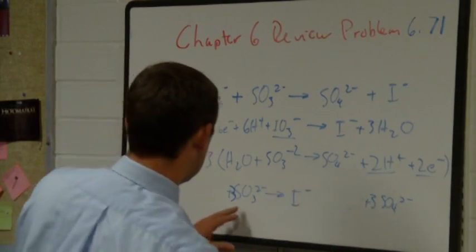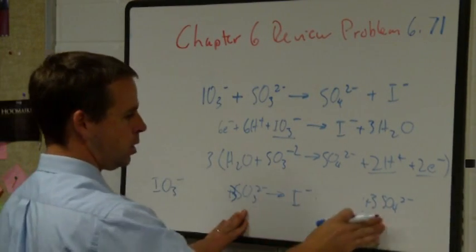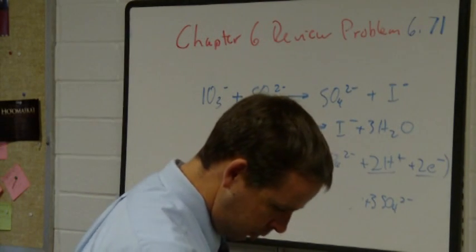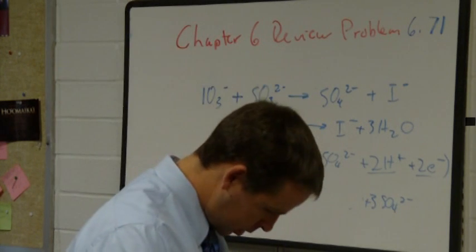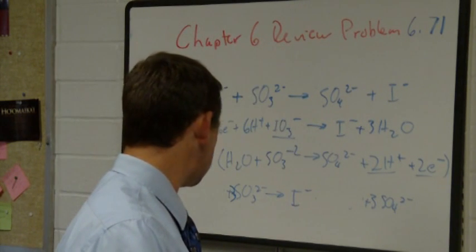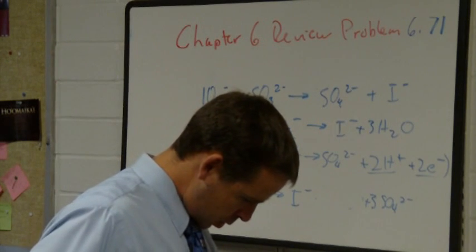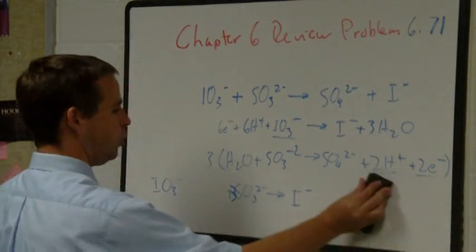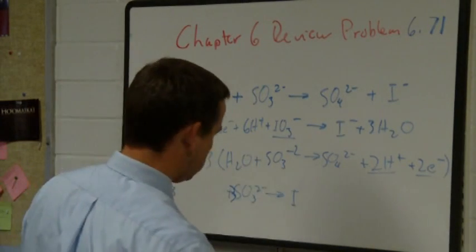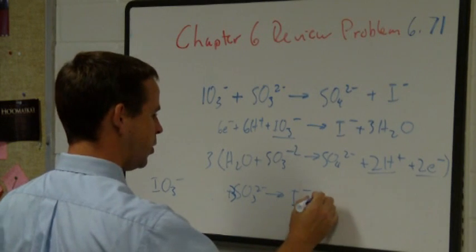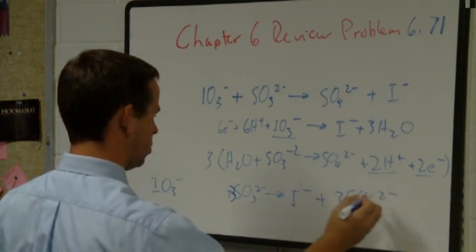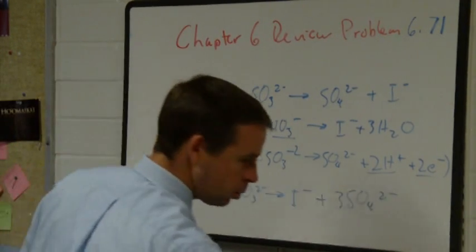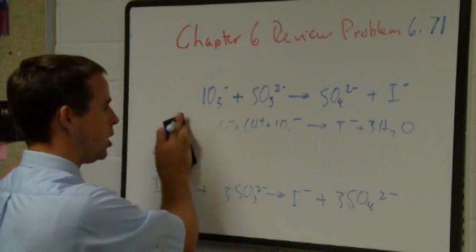So we have the iodate, 3 sulfites, iodide, and 3 sulfates. Okay, so that should be the first part of 671. We have coefficients 1, 3, 1, 3. All right, that's right. And now we need to keep those coefficients because we need to answer the next part, which requires the understanding of the stoichiometry.